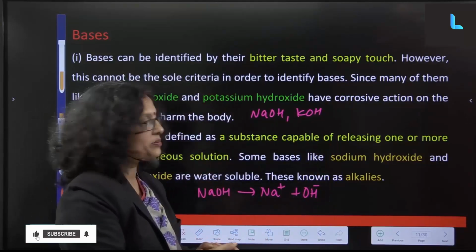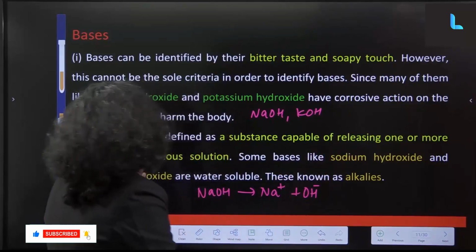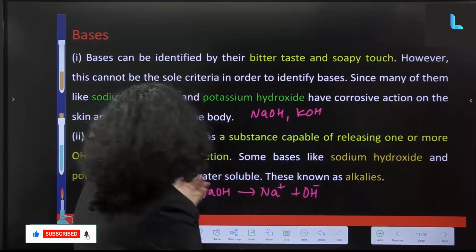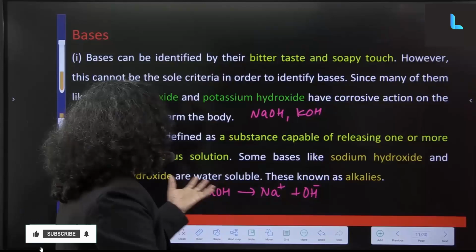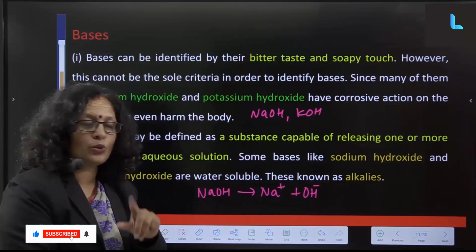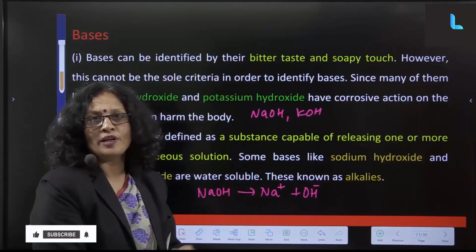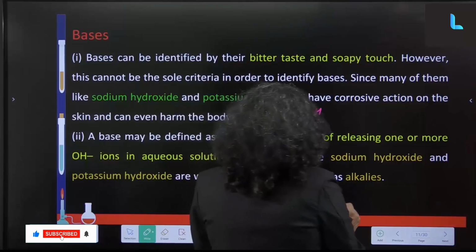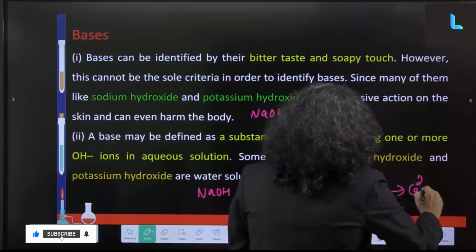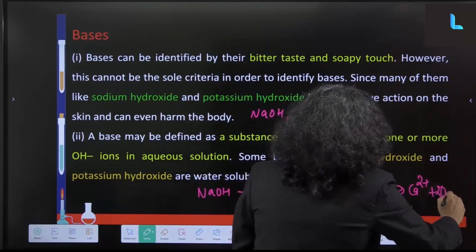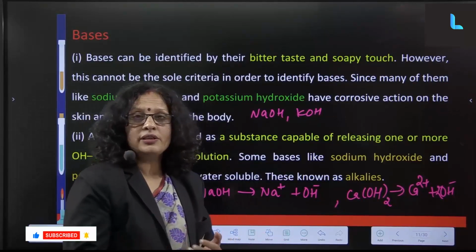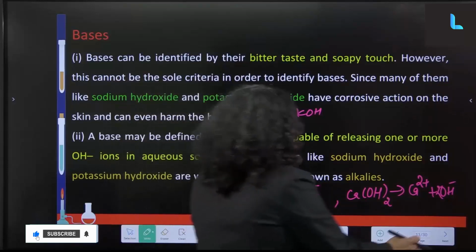A base may be defined as a substance capable of releasing one or more OH minus ions in aqueous solution, like sodium hydroxide and potassium hydroxide, which are water soluble. Like for example, NaOH will give how many OH ions? 1 OH ion: Na plus and OH minus. If we talk about another one, like calcium hydroxide, on dissociation it will give Ca2 plus and 2 OH minus ions, like this. Okay. So how many OH ions are given will decide the basic character of that substance, the base.